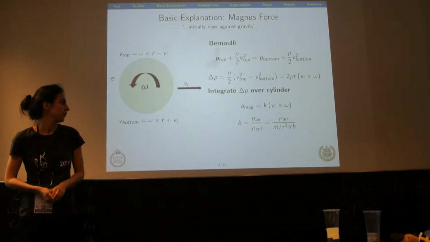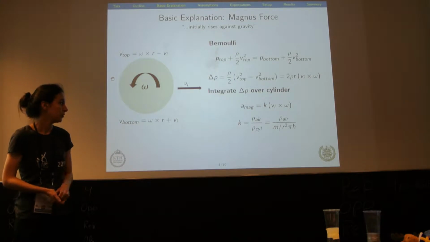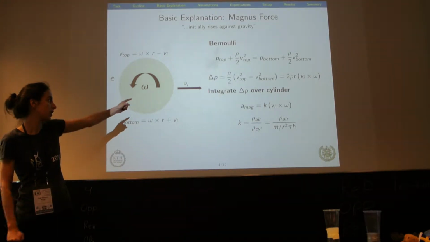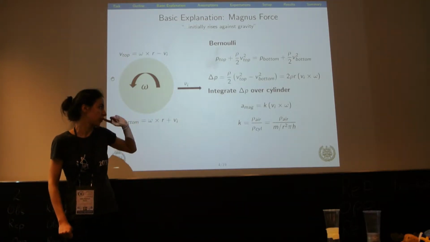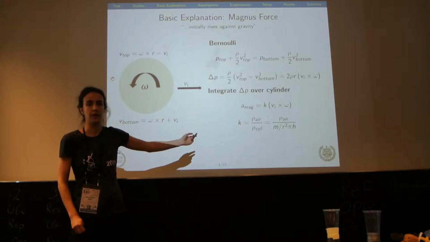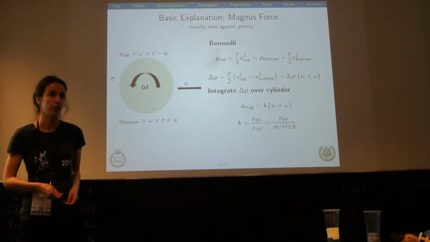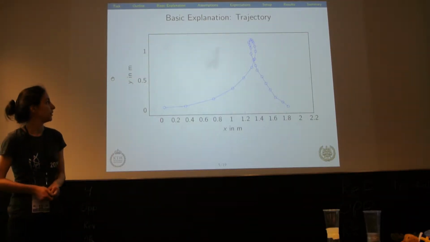And if you integrate that pressure difference over the geometry you're using, you basically get the acceleration, which is dependent only on the forward velocity, the backspin, and a constant k, which is the ratio between the average air density and the cup density, which is dependent on the mass and the geometry of the flyer. So that's a little basic explanation.